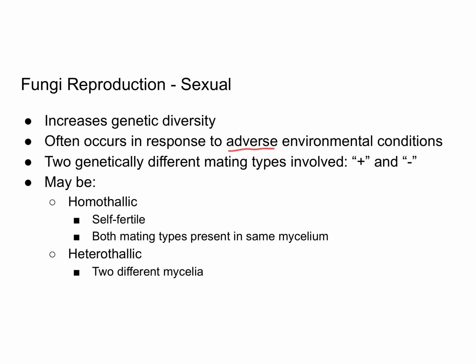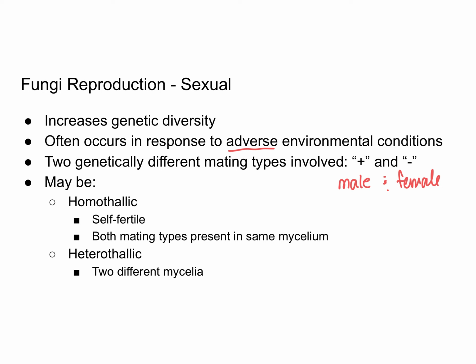Now, with sexual reproduction, there are two genetically different mating types involved, and with fungi, we refer to those as just positive and negative. But this is similar to what we see in humans, where we have male and female. However, with fungi, we don't have the genetic kind of sex determination. So we don't have XX or XY chromosomes, and they don't really have the kind of genitalia structures that would make one be considered male versus female. So it's not exactly like male versus female. It just means that there are two cells involved, and those cells are genetically different from each other.